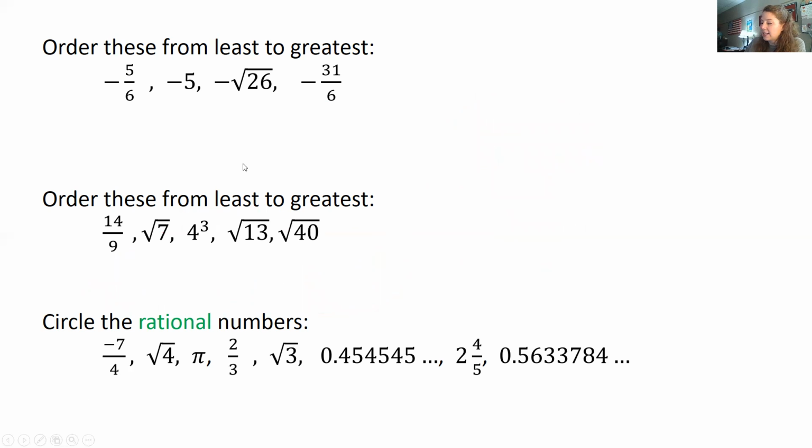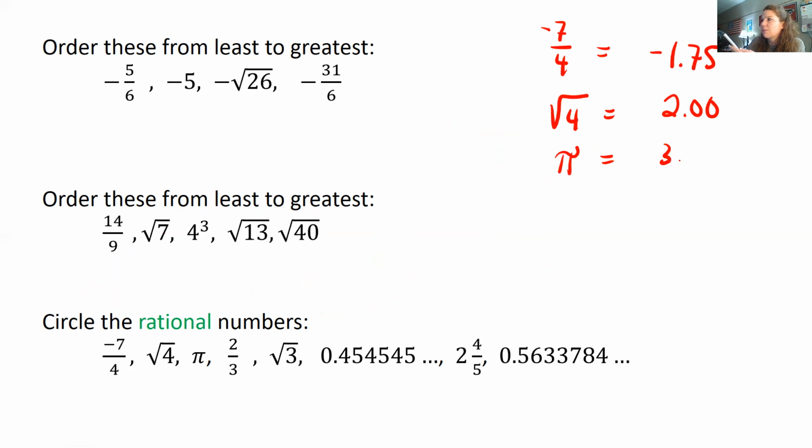All right, so -7 divided by 4 is negative. I'm going to put them up here. So -7/4 is equal to -1.75. All right, we know the square root of 4 is 2, positive 2. We know that pi is equal to 3.14159, blah, blah, blah. And then 2 divided by 3 is 0.666 repeating, right?